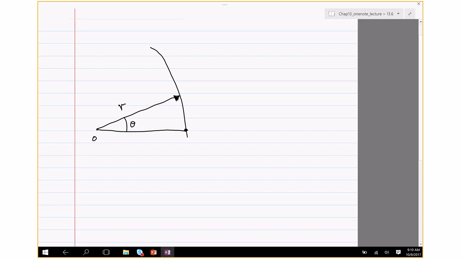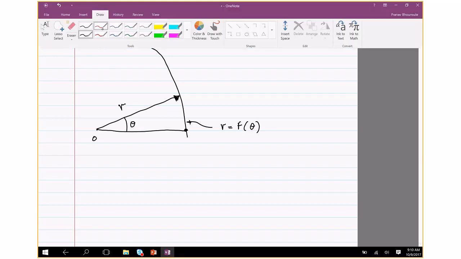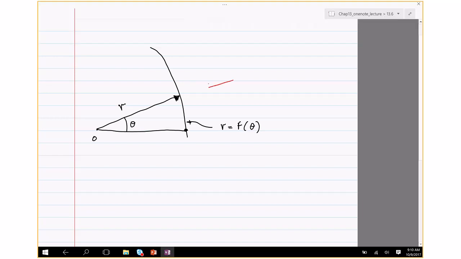So I said the particle is moving on a curve, and the best way to describe this curve is by an equation such as r equals f of theta. And we've done this before where we said the best way we can describe the motion of the particle is by assuming a coordinate frame, which is ur, a unit vector in the radial direction, and u theta, a unit vector in the tangential direction. So this is 90 degrees.